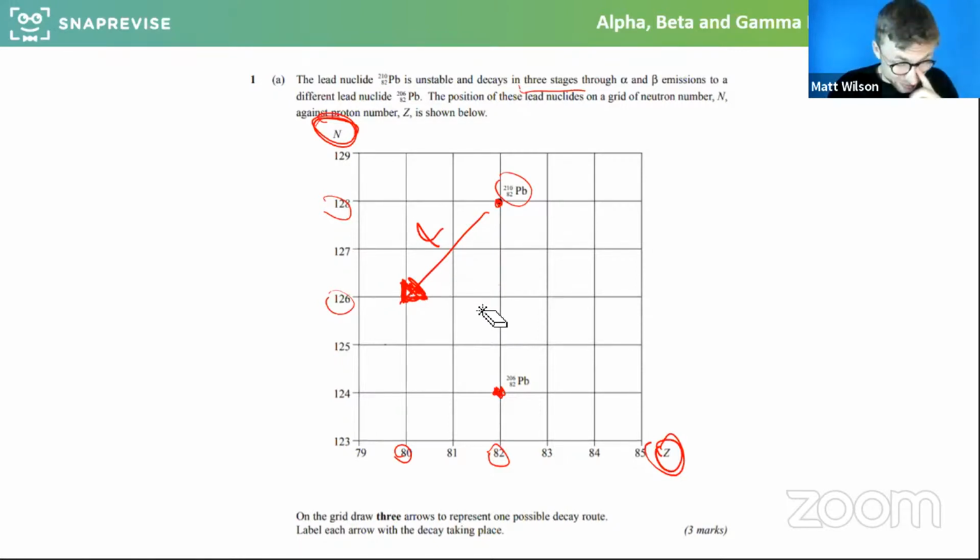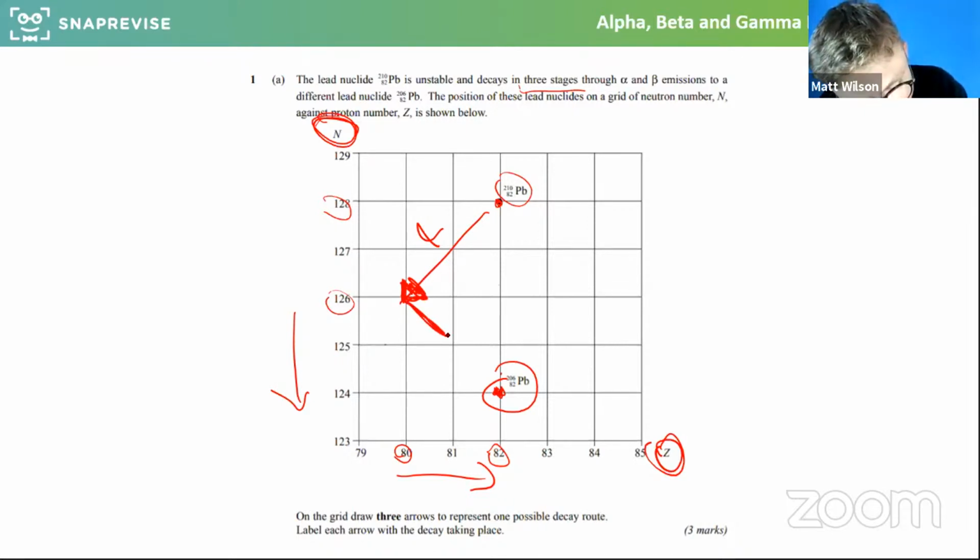So now we've got 2 decays left. How do we get to here? Well, what do I need to do? I need to gain 2 protons and lose 2 neutrons. How can I lose a neutron and gain a proton? That's beta minus decay. So if I do a beta minus decay, that would take me to here. I'd lose a neutron and gain a proton. If I do another, that'll get me to the right place. So we've managed to draw on the graph the 3 decays we need to get from the start to the finish. So it's a really nice question. Let me know if you have any questions about that.